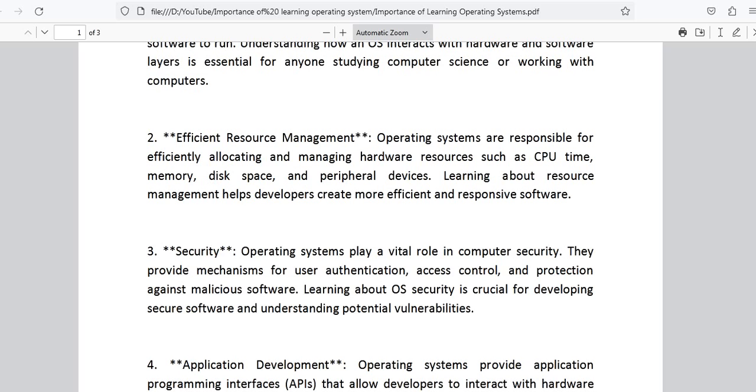Operating systems are responsible for efficiently allocating and managing hardware resources such as CPU time, memory, disk space, and peripheral devices. Learning about resource management helps developers create more efficient and responsive software. Number 3, security. Operating systems play a vital role in computer security. They provide mechanisms for user authentication, access control, and protection against malicious software. Learning about OS security is crucial for developing secure software and understanding potential vulnerabilities.